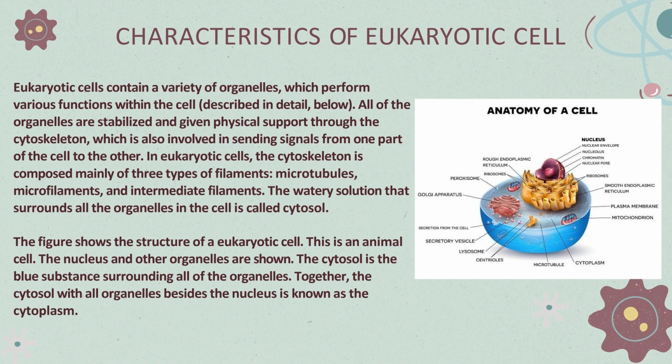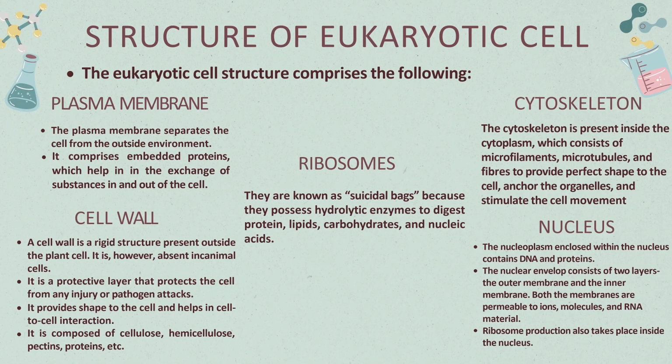So in the illustration here, you can see an example of an animal cell. You can see here the cytosol, which is the blue substance, together with the organelles. Beside the nucleus is known as the cytoplasm. So, structures of the eukaryotic cell. The first structure that we can see is the plasma membrane. This separates the cell from the outside environment, so it serves as protection. It comprises embedded proteins, which help in the exchange of substances in and out of the cell.